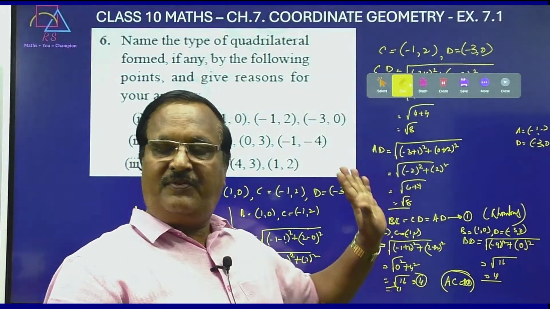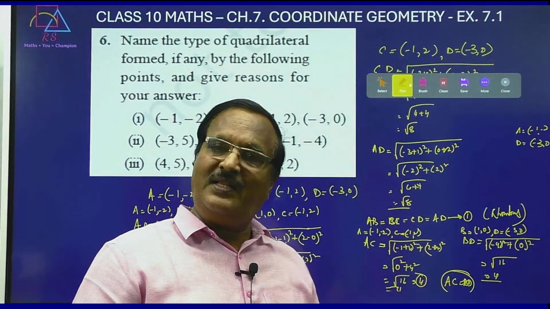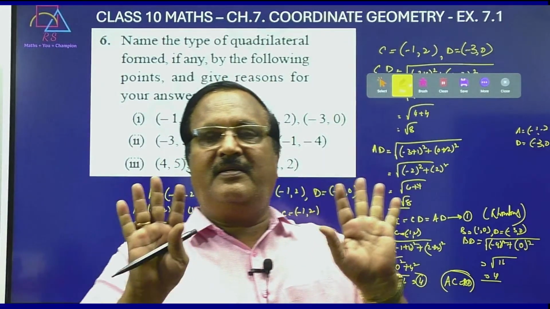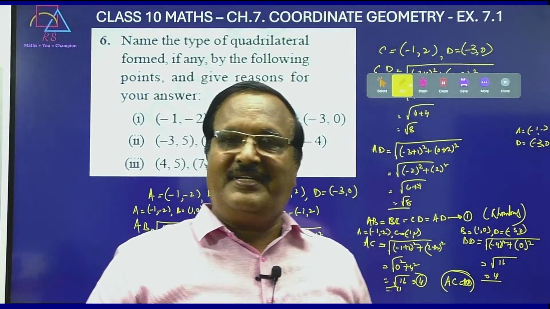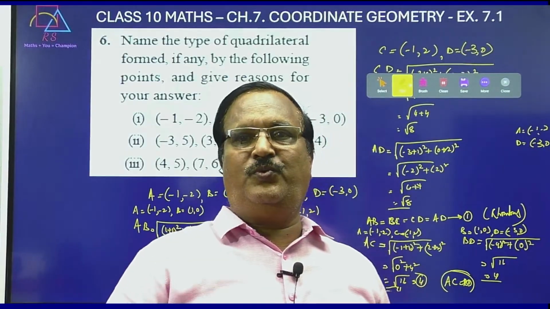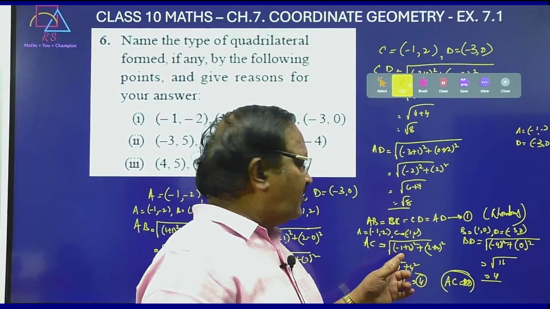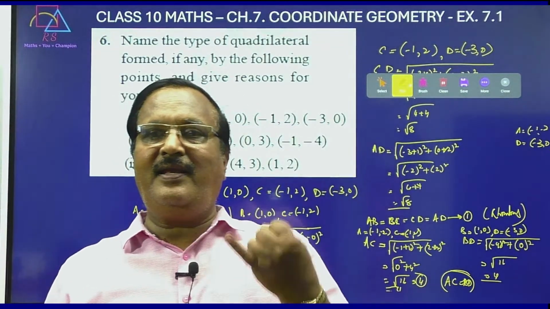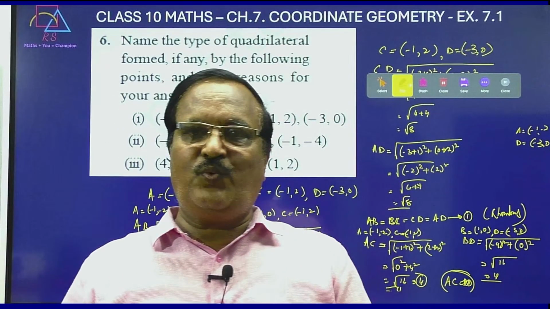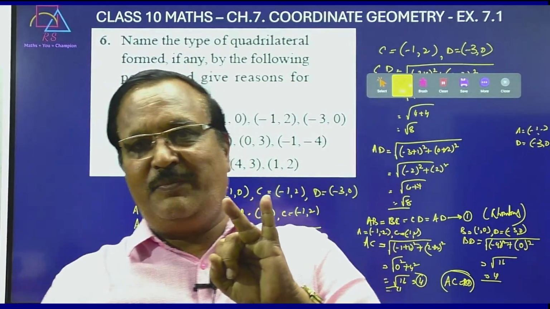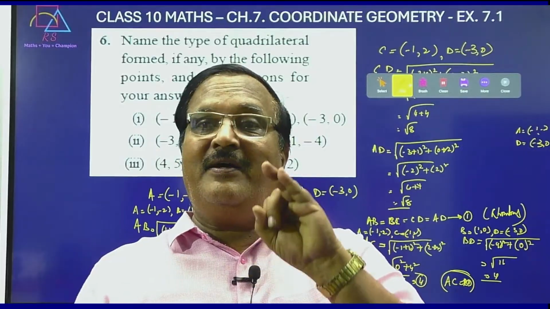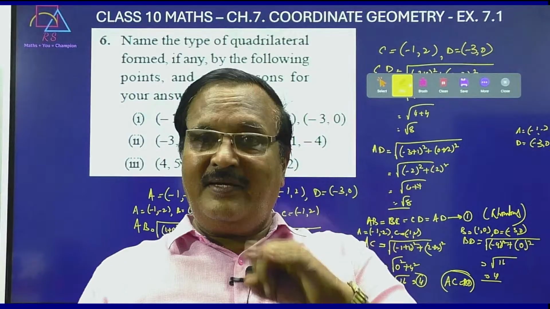If all the four sides are equal, then it will become a rhombus. We cannot say whether it is a square or not. For a square, you need the diagonals as well. For a rectangle also, diagonals are equal. In a rectangle and in a square, diagonals are equal. So that means you have to find out the diagonals. Depending on the equal diagonals, we will decide.